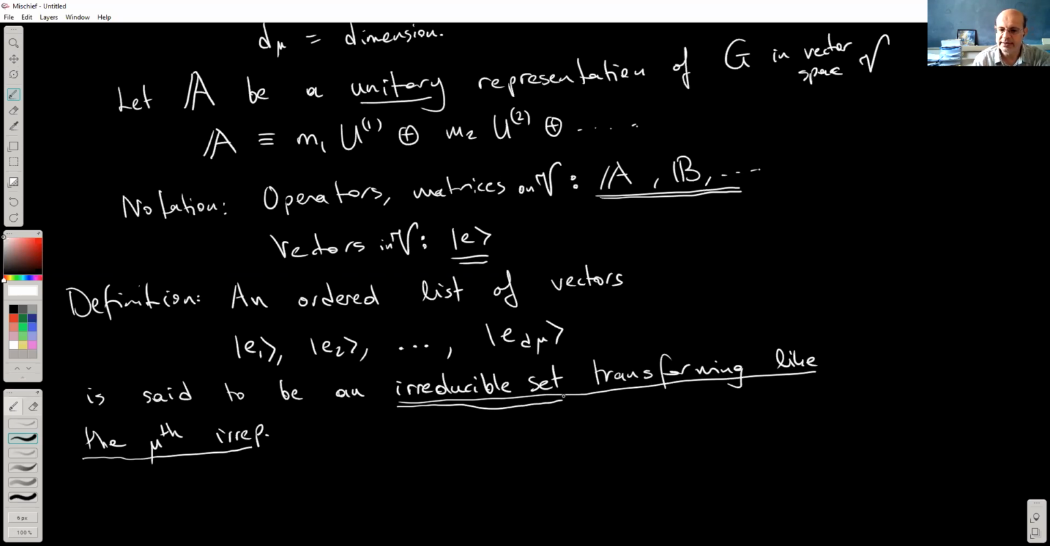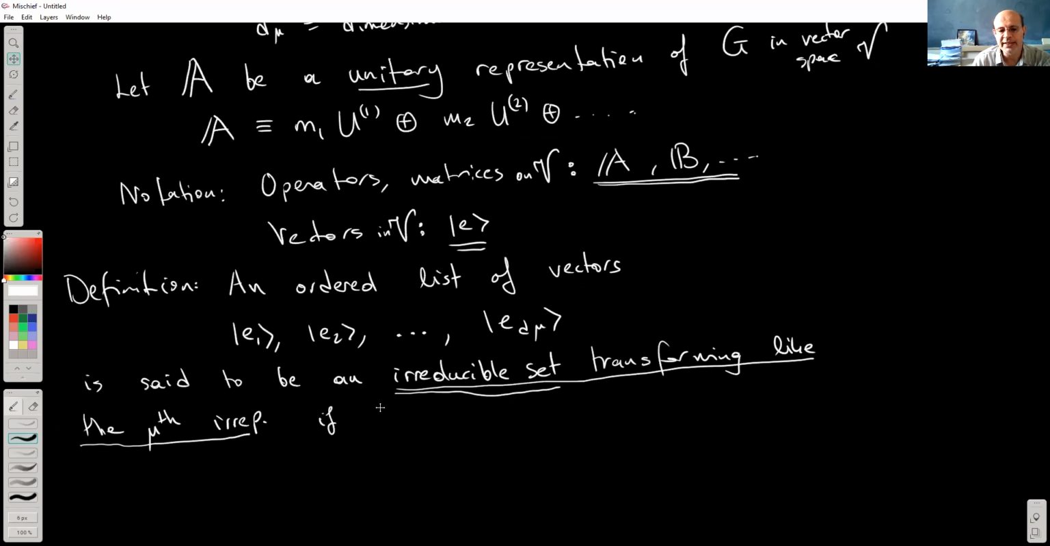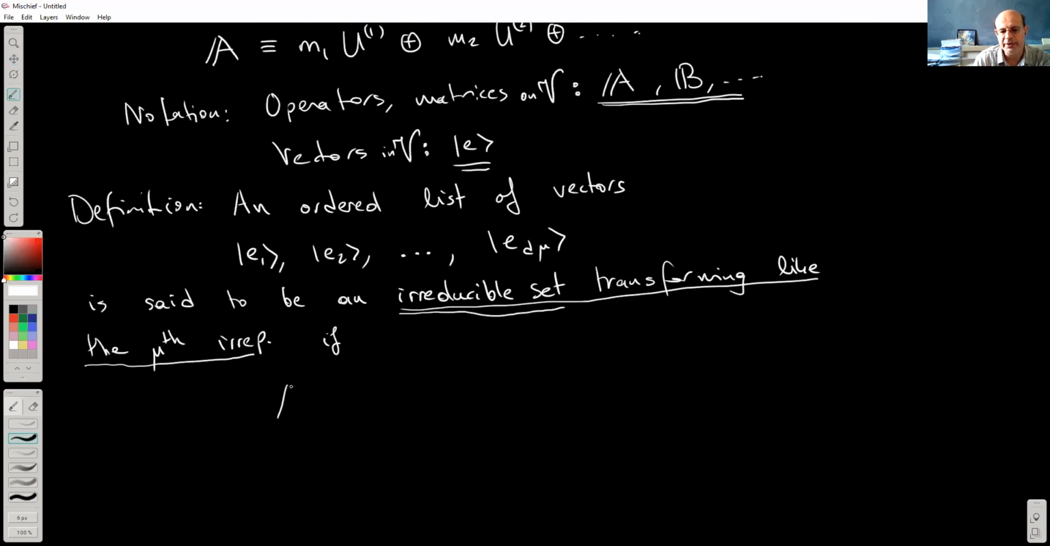So as a result, sometimes I'm going to say that this set is transforming like the mu-th irreducible representation if the following property is satisfied. So if I apply the representation operator on any of these vectors, I get a linear combination of all the other vectors, but the coefficients that appear are basically the mu representation. Sorry, no, complex conjugate, E_j.